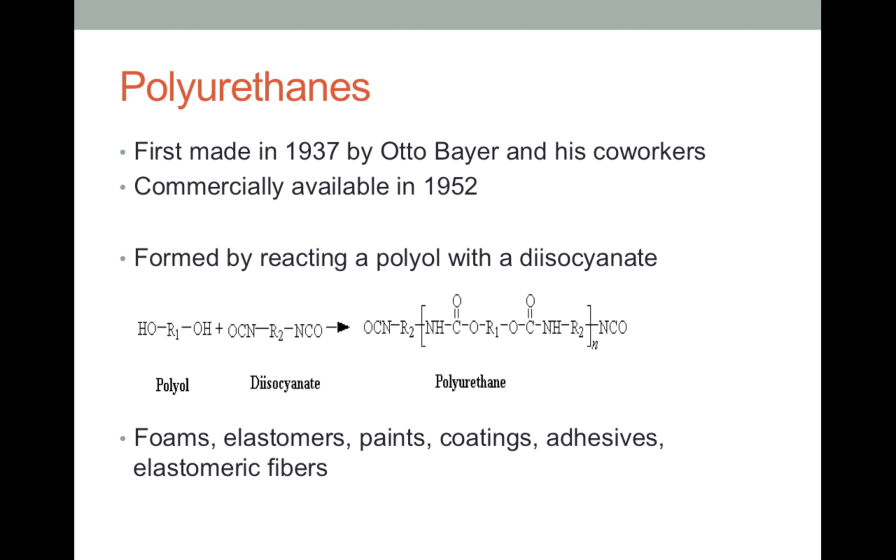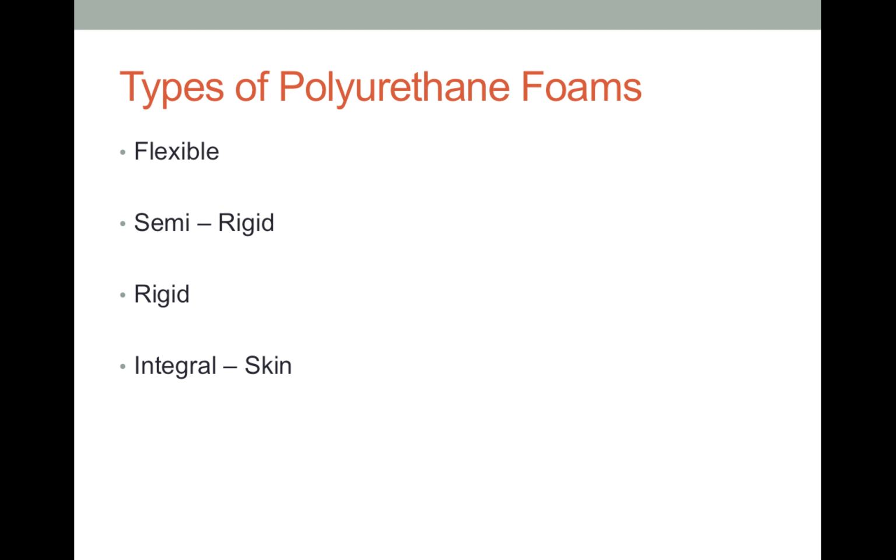There are many different forms of polyurethanes, and they can be in the form of foams, elastomers, paints, coatings, adhesives, and elastomeric fibers. The most common form of polyurethanes is in foams, and these account for about 30% of the North American polyurethane market. The four types of polyurethane foams are flexible, semi-rigid, rigid, and integral.